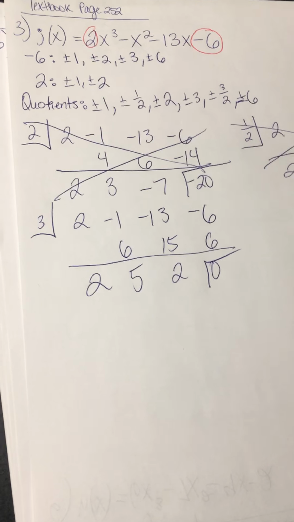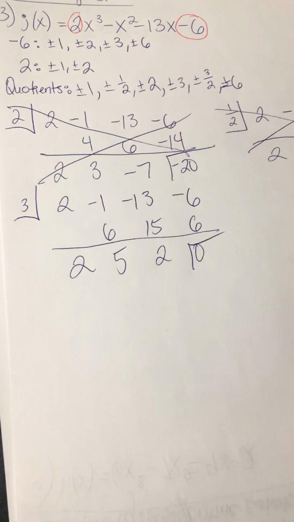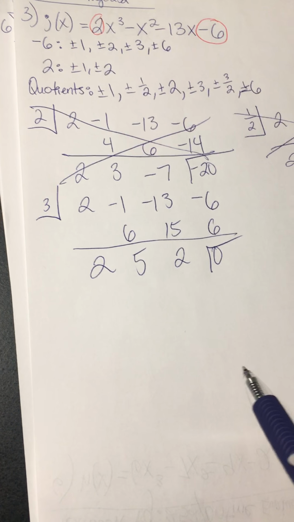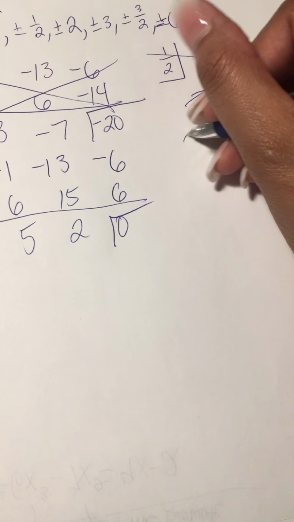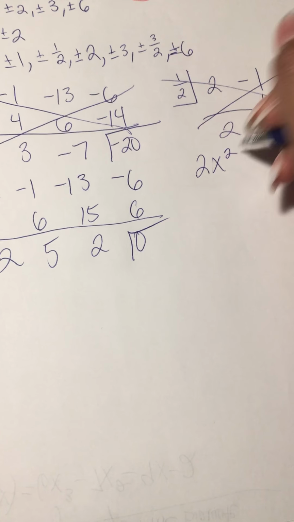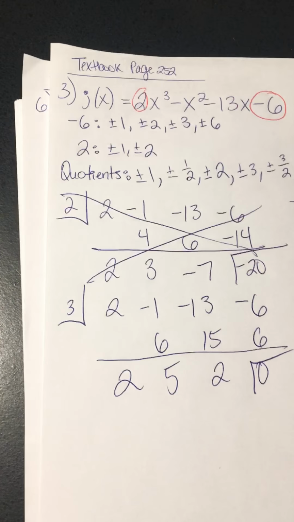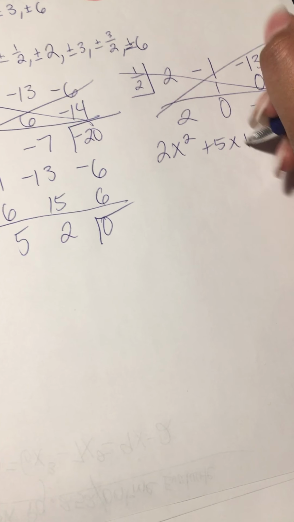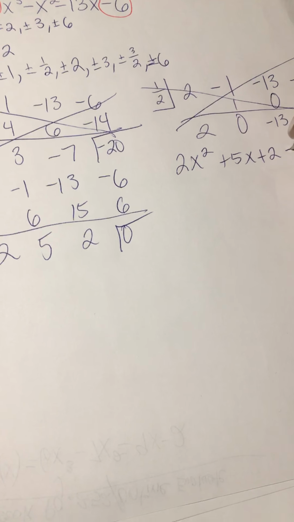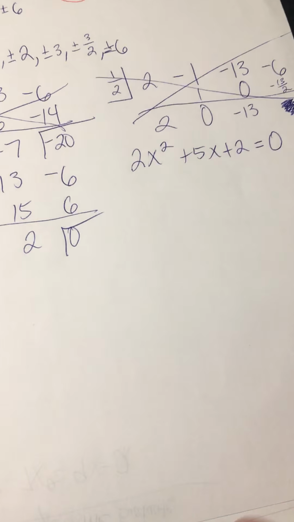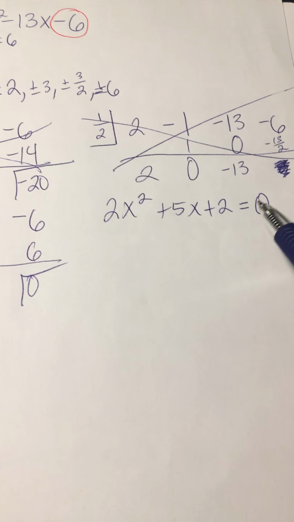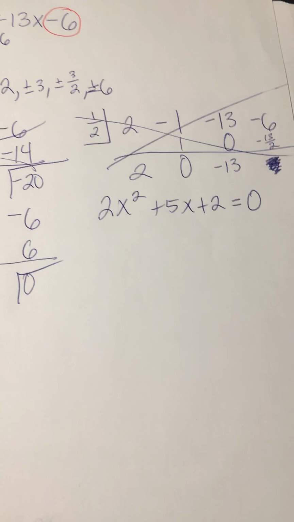And there is a number that works, 3. So I take the numbers under the line and I use them to make my new polynomial. I guess I'll write it over here, 2x², because my original degree was 3, plus 5x plus 2. And put equals 0 because we're trying to find the zeros of the function. We're trying to determine what x values will make the equation equal 0.